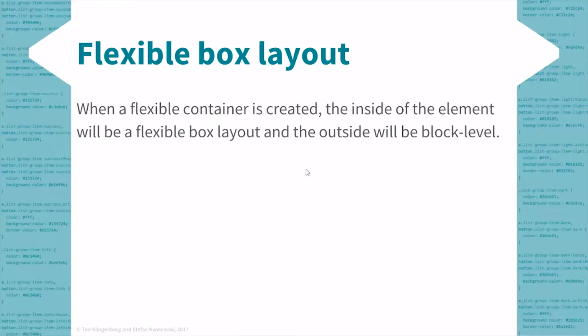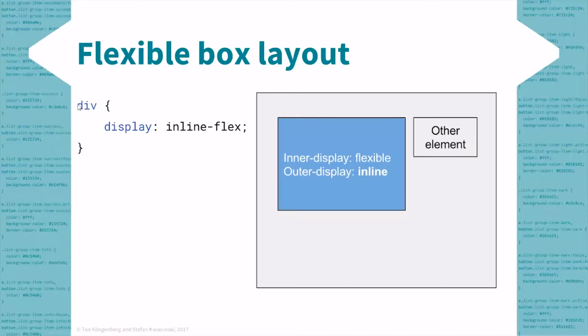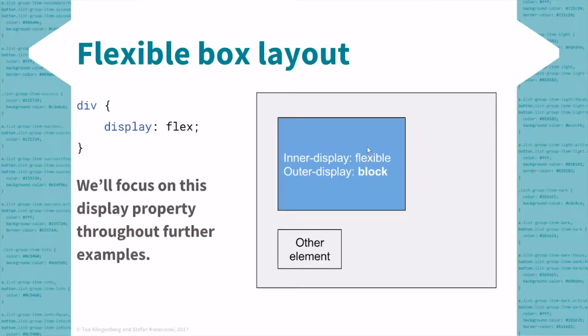And the outside is going to be either inline or block level, depending on which way we set it. So this div right here is just going to be the parent element. And if we set this display property to inline flex, the outside of our container is going to be an inline element, so we're going to be able to have elements positioned beside that element. And if we just set our display property to flex, then it's going to be block on the outside. So other elements are not going to be on the same line as this element. They're going to be shifted to a new line.